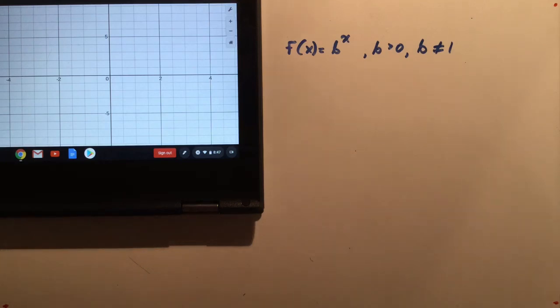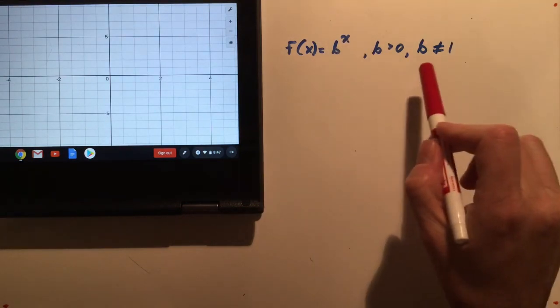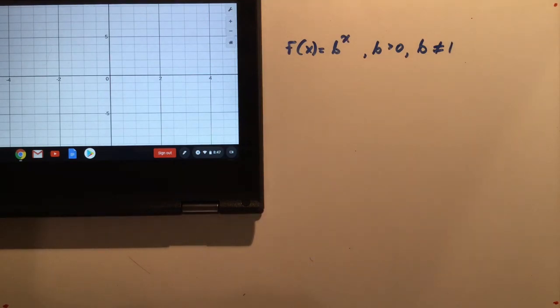All right, so this lesson we're going to be working on exponential functions. An exponential function is a function of the form f of x equals b to the x, where b is greater than 0 and b is not equal to 1. b equals 0 and b equals 1 would create constant functions, and I'm sure you can imagine all the craziness that would happen if b were negative.